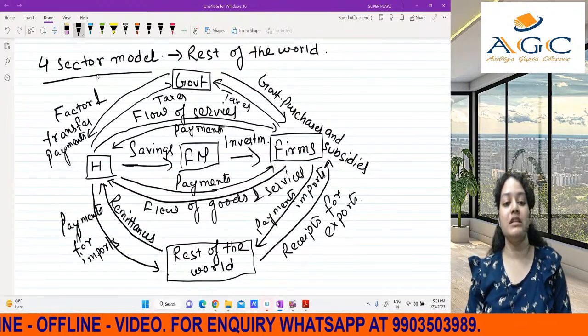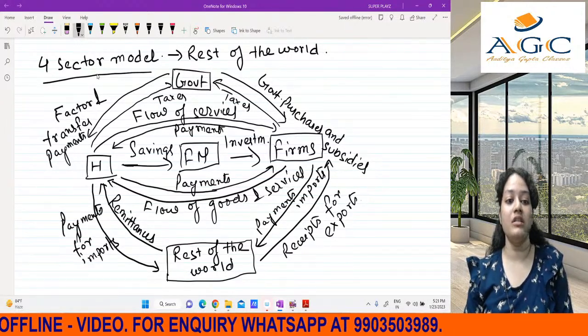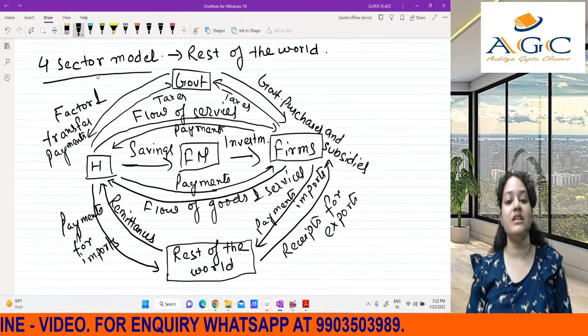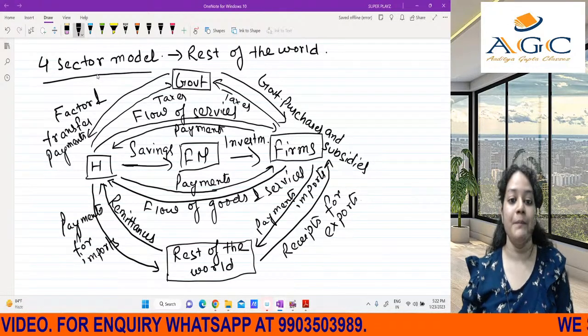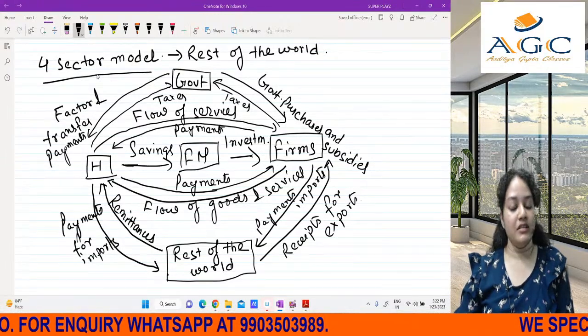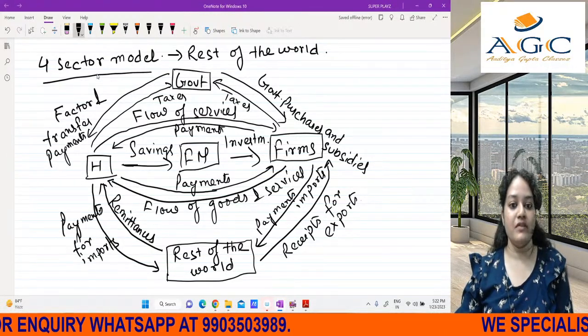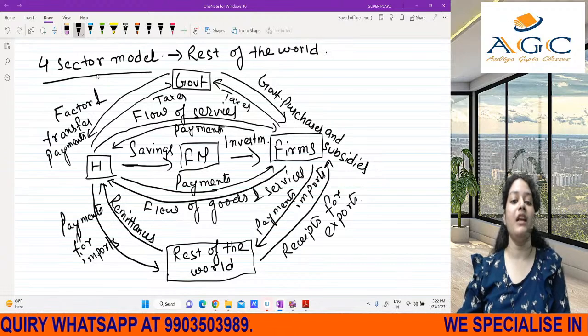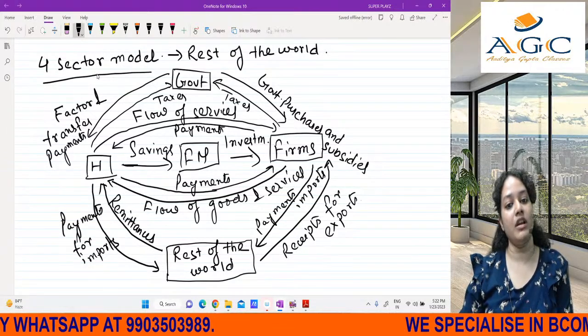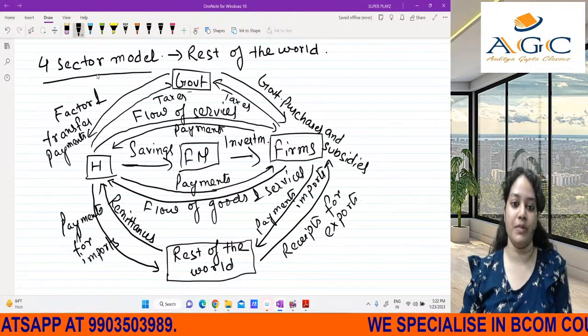The most important thing is that among all the sectors, the two sector model with savings and investment is the most important. But still we will be studying the rest as well, like we have done. I'm just giving a short explanation. Now what is happening in the three sector model? The government sector is coming into the picture.